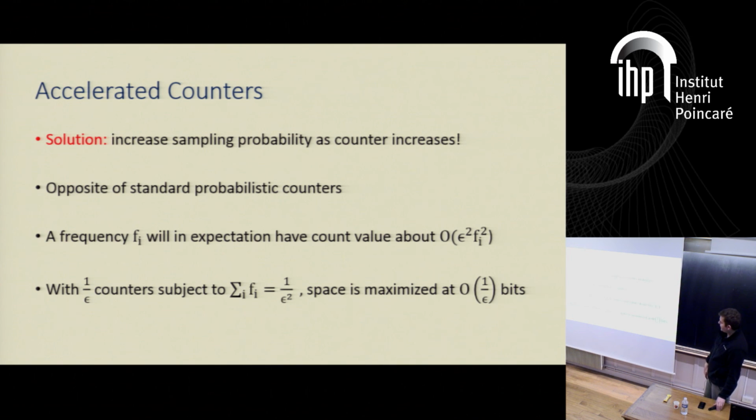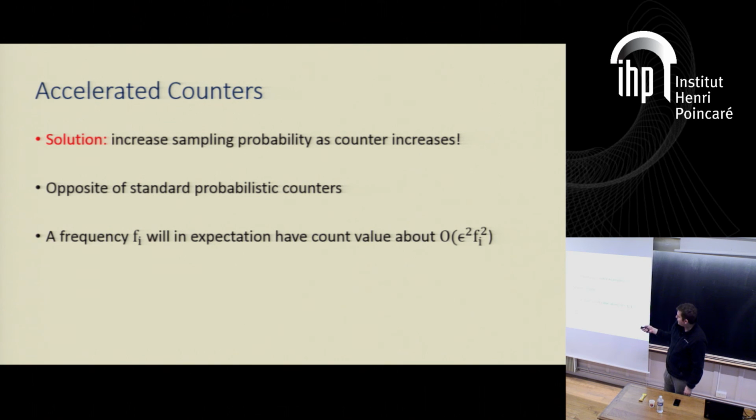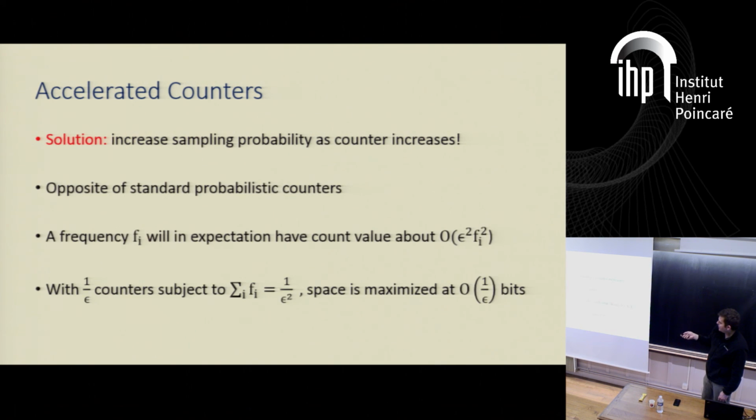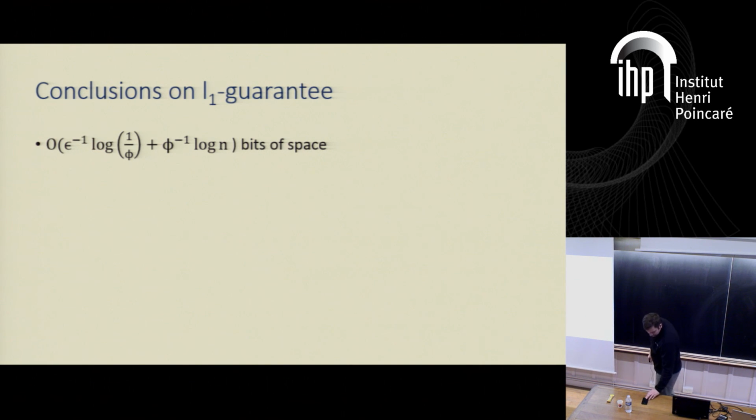What I didn't say is how you get this value r. And I don't have it on the slides. But you just need a constant factor approximation to a frequency at all times. And you can show if you sample 1 over epsilon stream positions, you can use these to get a constant factor approximation to the frequencies. So you can actually compute the sampling probability as you go in the stream. But let me skip the details, and let me just conclude here for the first part of the talk.